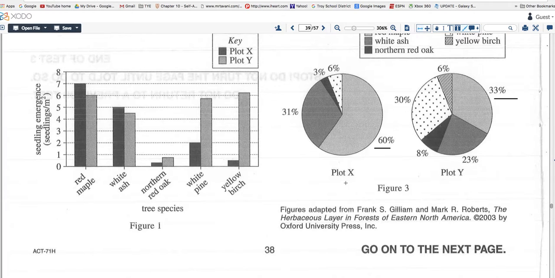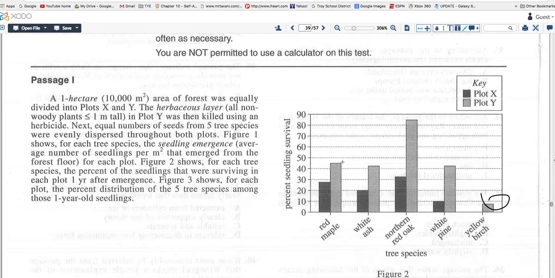Now, they said, what effect did removing the herbaceous layer have? I don't know what plot X and plot Y are, so I need to go and define them. Whenever you have an experiment, you always define whatever you're testing and what your variables are. So I'm going to skim the intro and I'm going to find what plot X and Y is. Plot Y is right there, and then where's plot X? Yeah, you don't even need to know what plot X is. You just need to know the herbaceous layer in plot Y was then killed. So the herbaceous layer was alive in X but killed in Y.